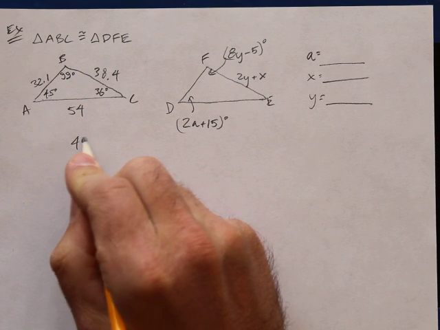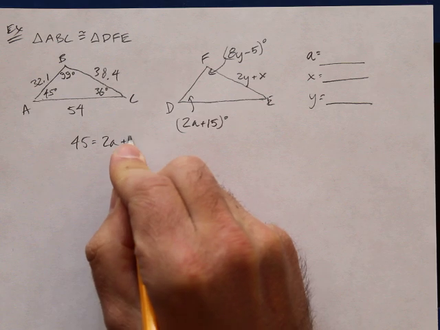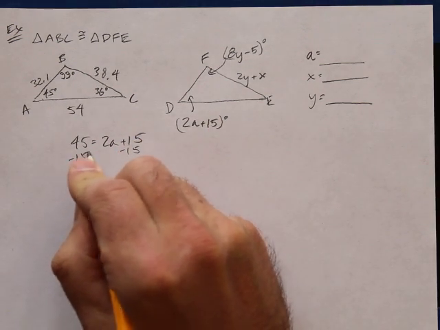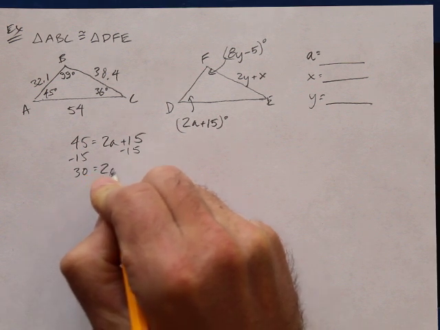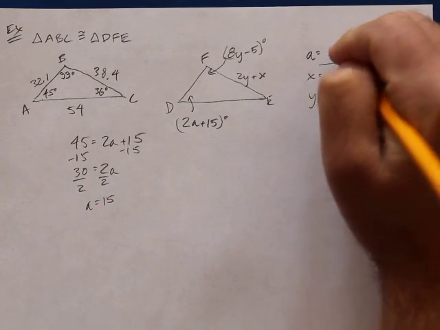So I'm going to solve for A first. A and D are corresponding, and these are congruent triangles, so that means A equals D, so 45 degrees equals 2A plus 15 degrees. I'm just going to subtract 15 from each side. I get 30 equals 2A, divide by 2. A equals 15.